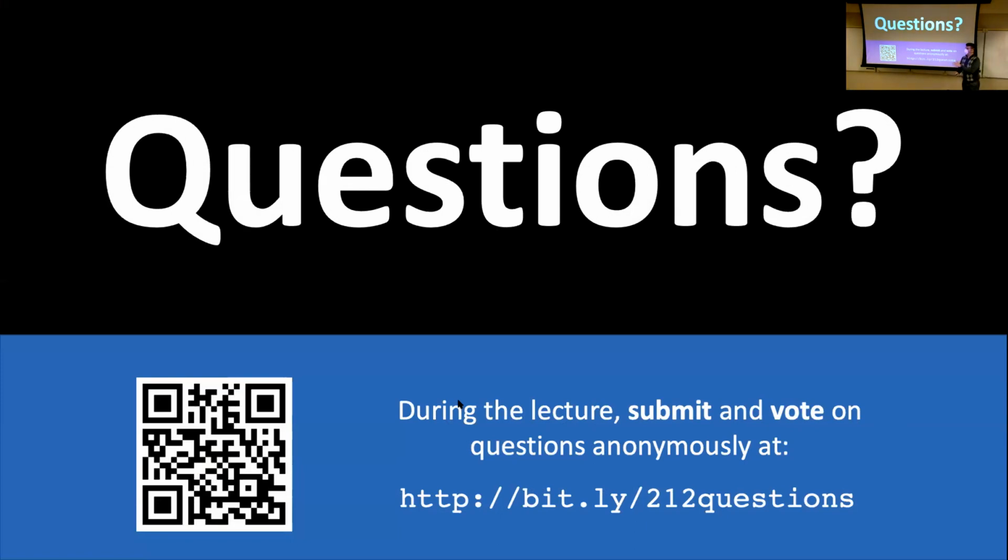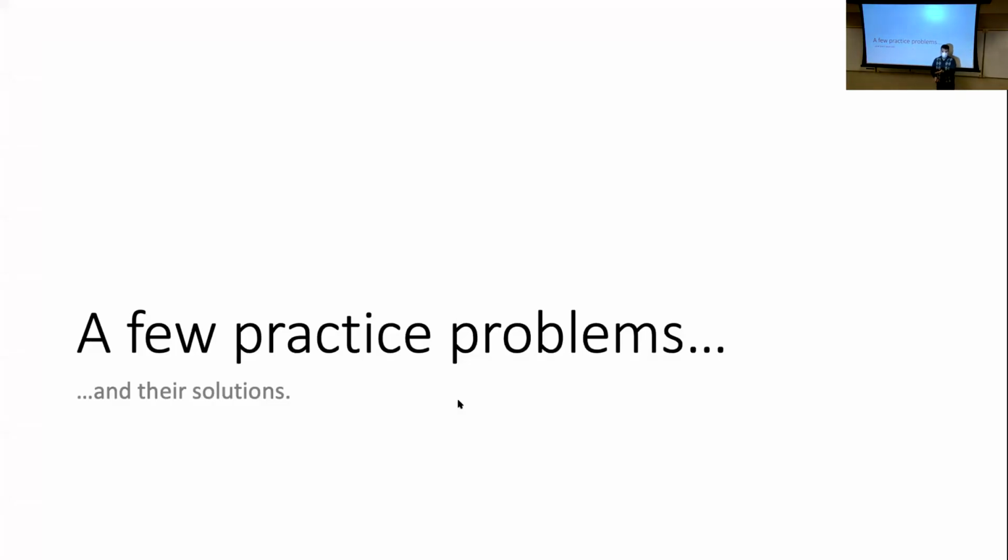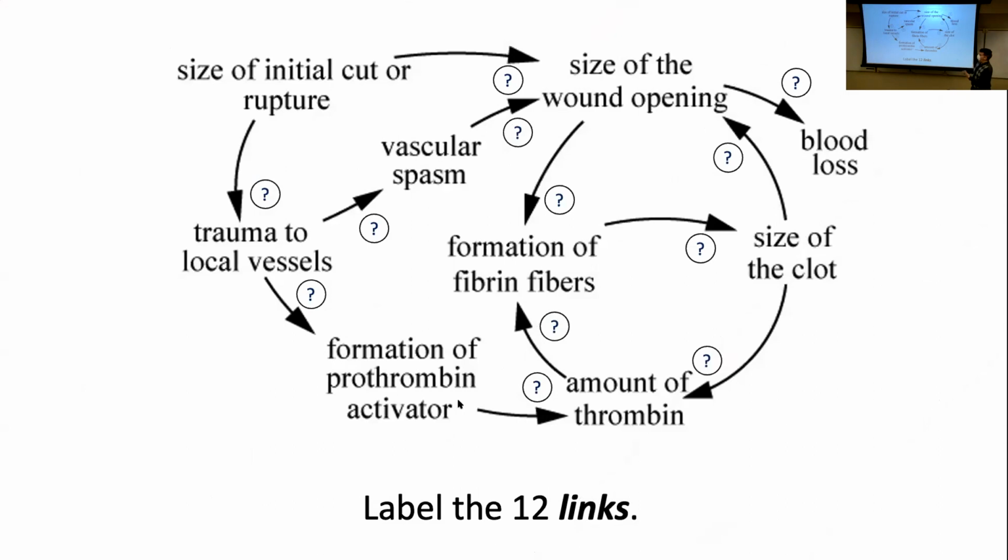All right, so with that, I've got a couple of practice problems, just some examples, some things to think about, and their solutions. These are novel. This is probably more work than I would have you do on a midterm problem, but it's a great exercise. This is an example of a causal loop diagram that describes what happens when you get a cut and it gradually starts clotting and then turning into a scab and sealing up.